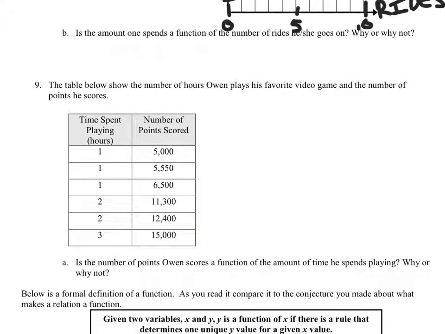The table below shows the number of hours Owen plays his favorite video game and the number of points he scores. If this is killing zombies, he's barely got enough to Pack-a-Punch after 1 hour. That's not good.